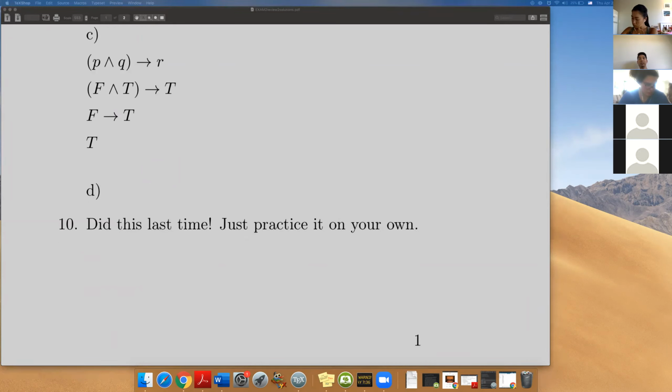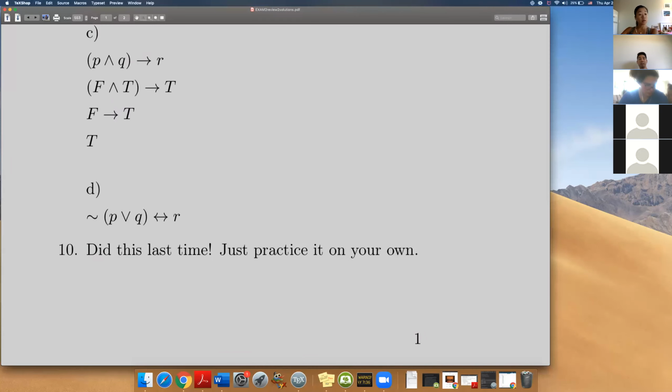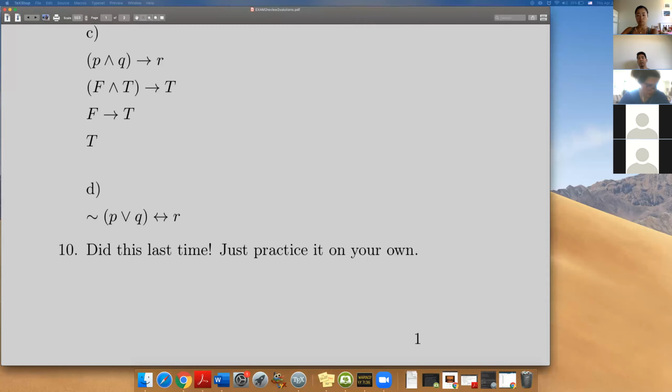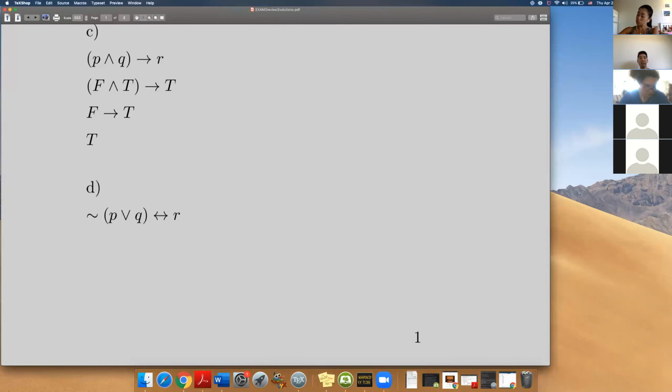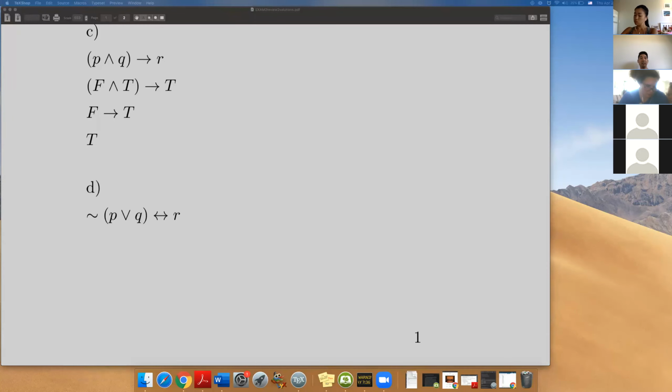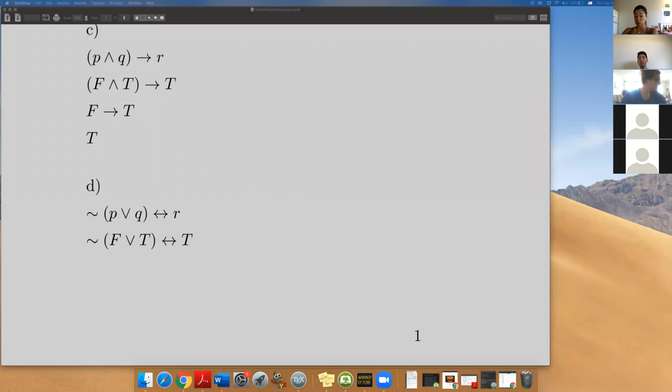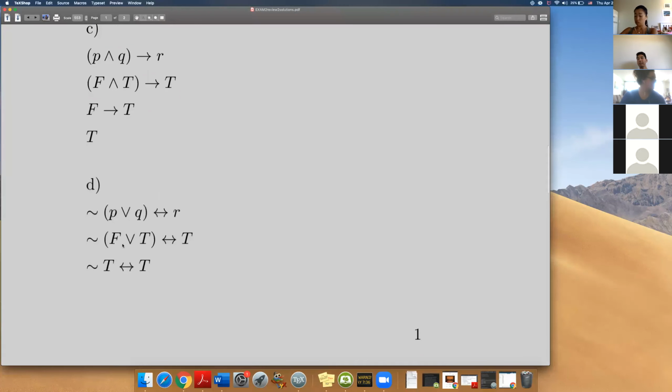All right, letter D. Okay, so the original statement, and then I'm just replacing that with the truth values. The first thing I should do here is inside the parentheses before I attack this negation. In parentheses first, so false or true is true. And then I have the negation still though. So that's going to become false. Yeah, false to true.